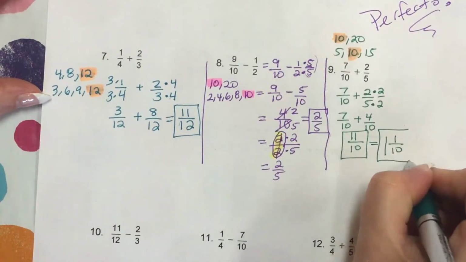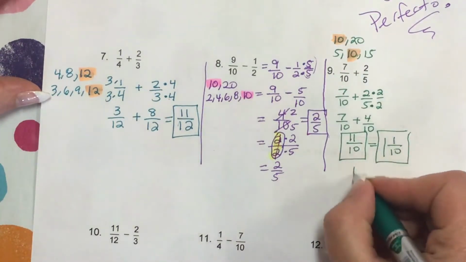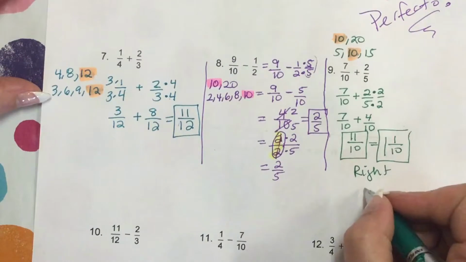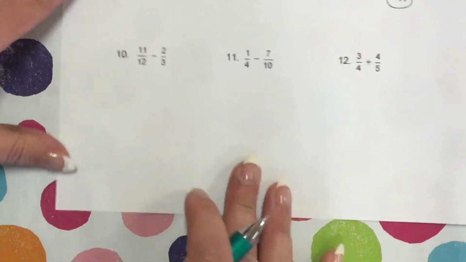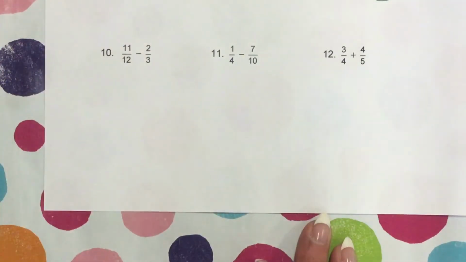So I want you to have both answers written down, the improper fraction and the mixed number, because they're both right. If you got that right, great job. Okay, now I want you to go ahead and press pause, and then go ahead and do 10 and 11 and 12, and when you get done, press play, and we'll see how you did. All right, see you in a bit.